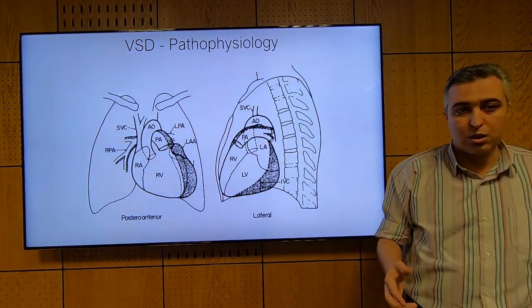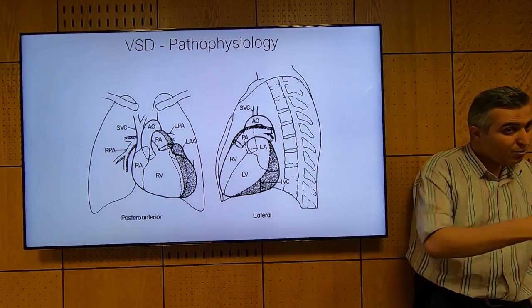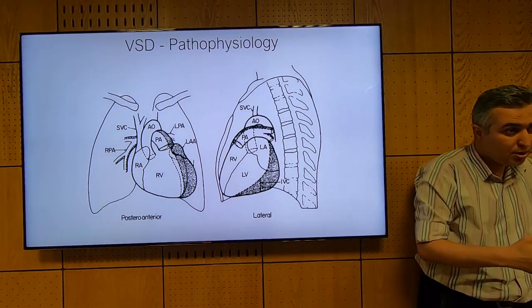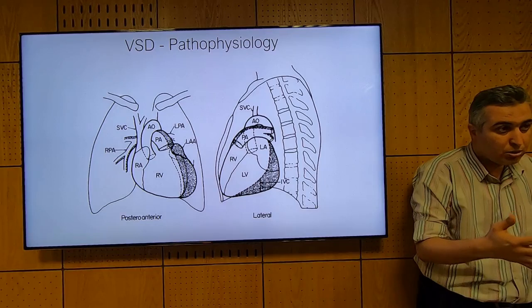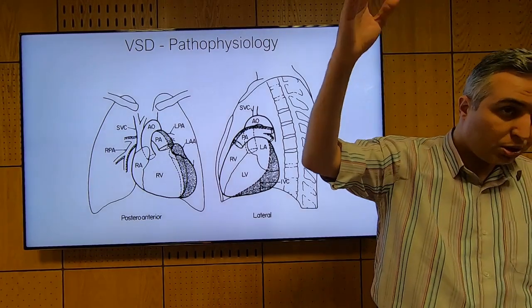What will that cause? Cyanosis. The blood in the right ventricle is coming from the systemic veins, deoxygenated. So now you get a significant amount of deoxygenated blood going into the aorta. Okay?